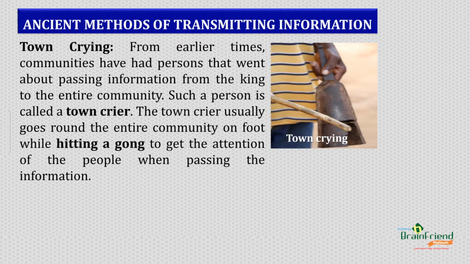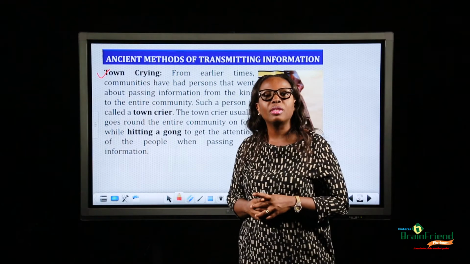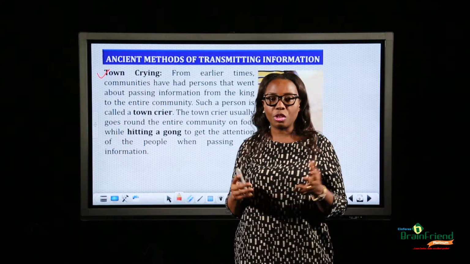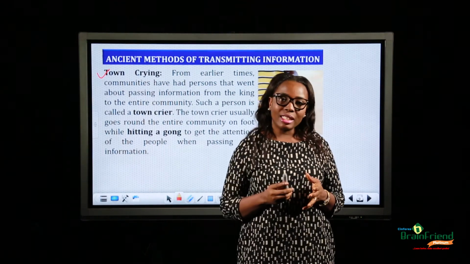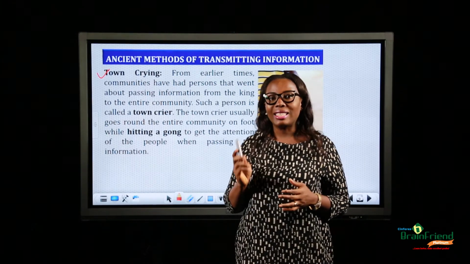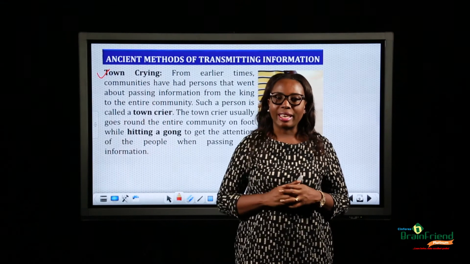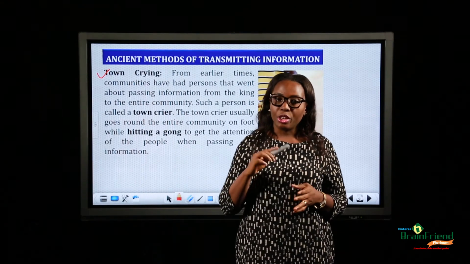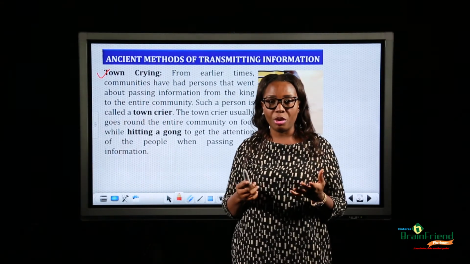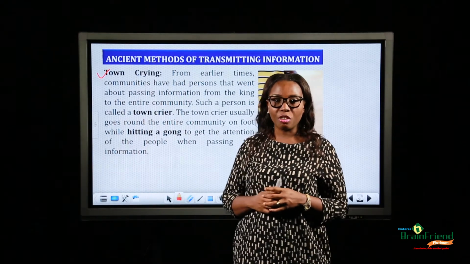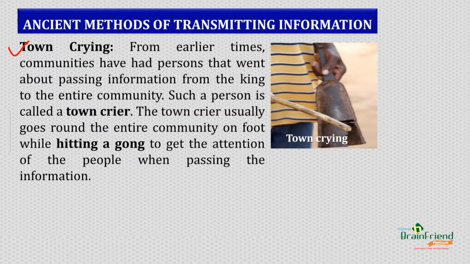The next ancient method of transmitting information that we will be looking at is town crying. In earlier times, when the king has information for the community, he passes this information to a person called a town crier. The town crier then goes about the village announcing the information. And to get the attention of the people, he first hits a gong so that they pay attention while he passes the information.